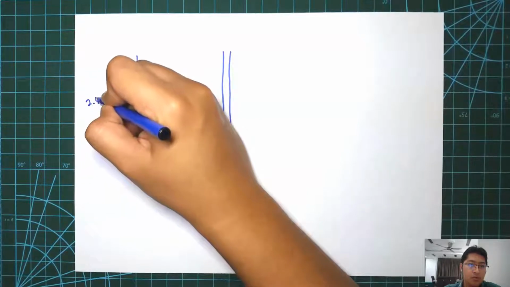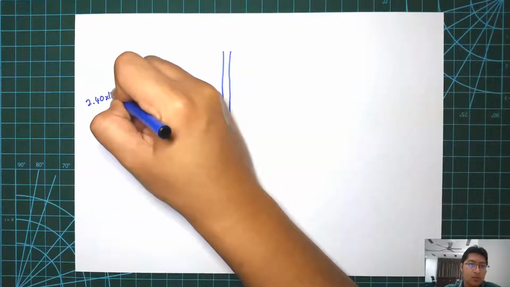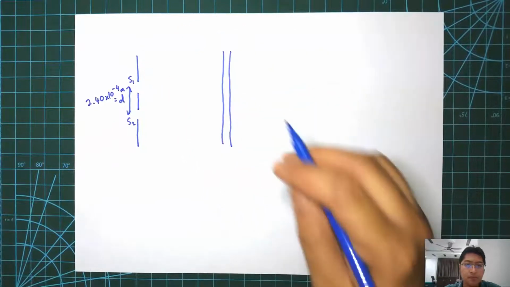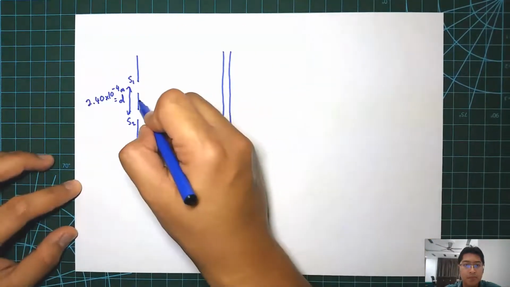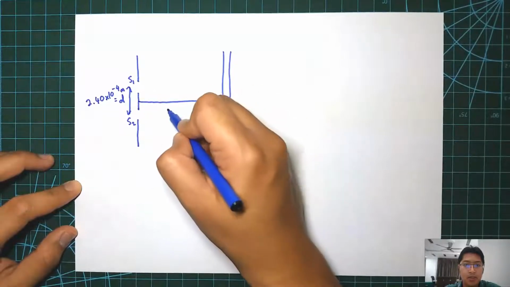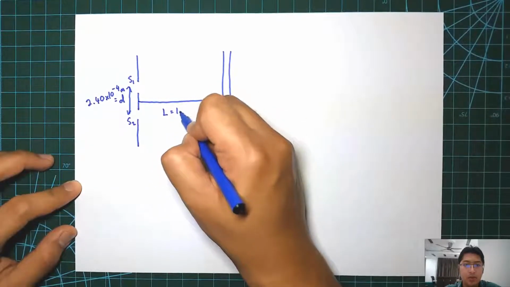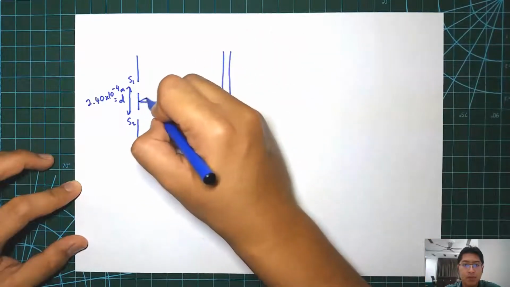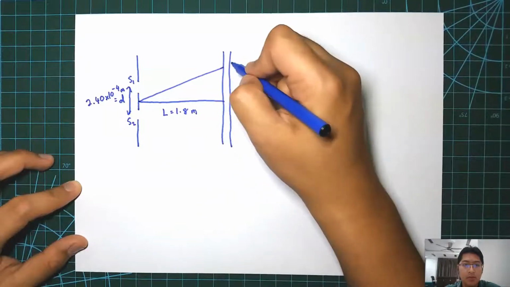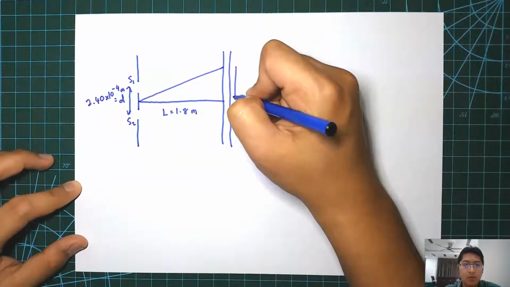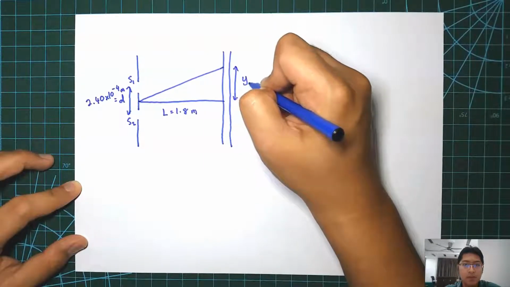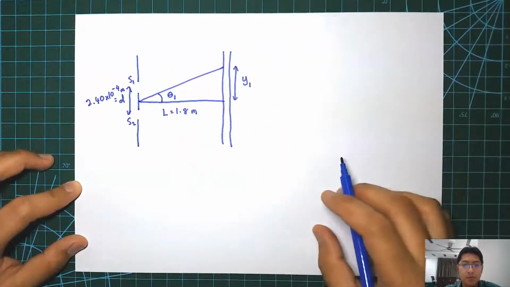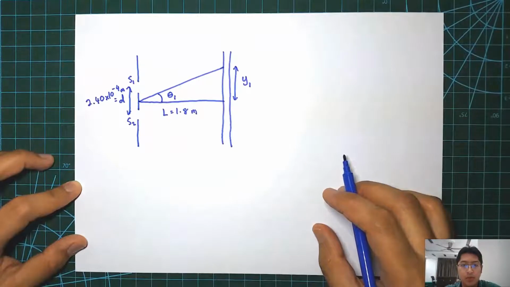2.40 times 10 to the power of negative 4 meters. This is the distance between the slits and the screen, which is 1.8 meters. This is the path from the middle of the slits to the screen for the first bright fringe. Y1 is the position of the first bright fringe.